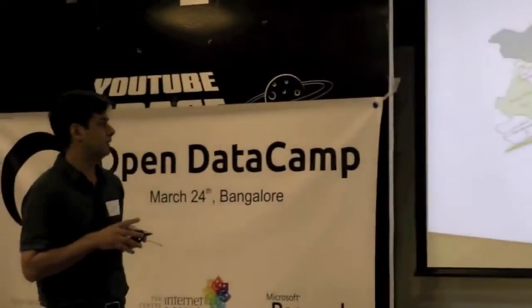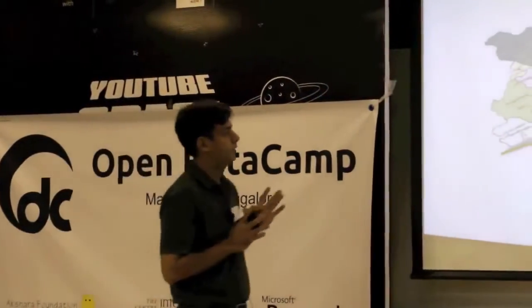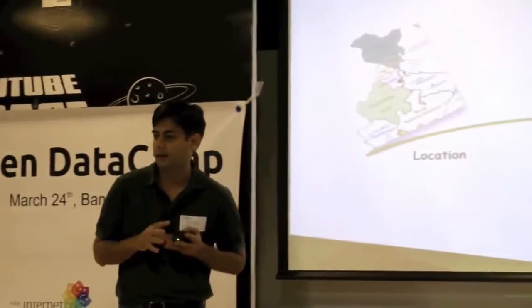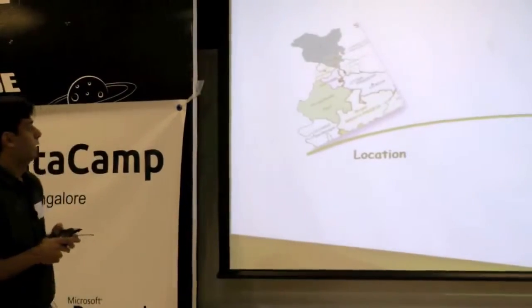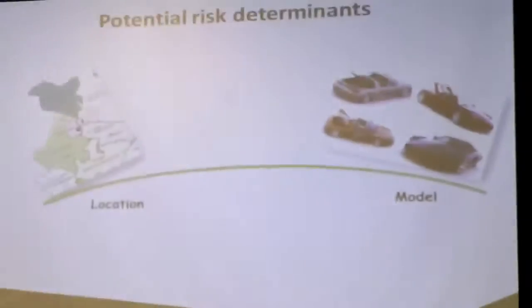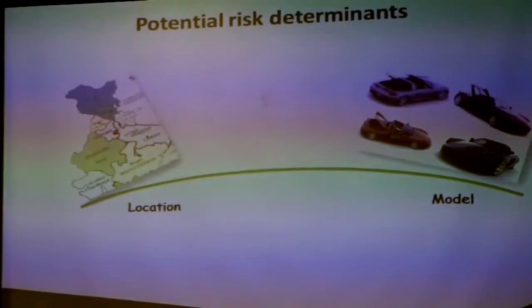For the purpose of this presentation, I've just focused on two risk determinants, two factors that are the most common or the most predictive of risk. This is basically your location and the model of the car. Okay, so.